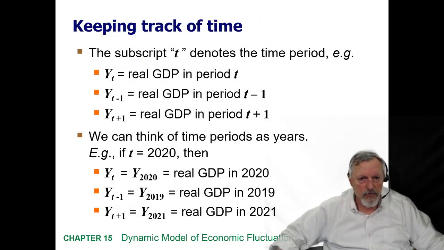This is the notation we'll use. The subscript T means time period. So Y sub T is real GDP in period T, T minus 1, same thing in the last time period, T plus 1, real GDP in the next time period. If you want to think of these time periods as years, that's perfectly fine. So if I'm recording this in 2020, Y sub T would be real GDP in this year, 2020. This would be real GDP last year in 2019, and this would be real GDP next year, 2021.